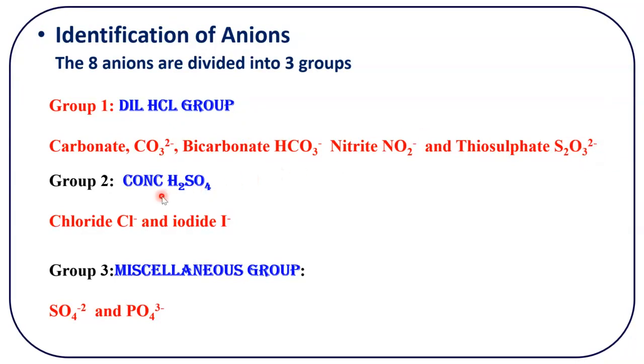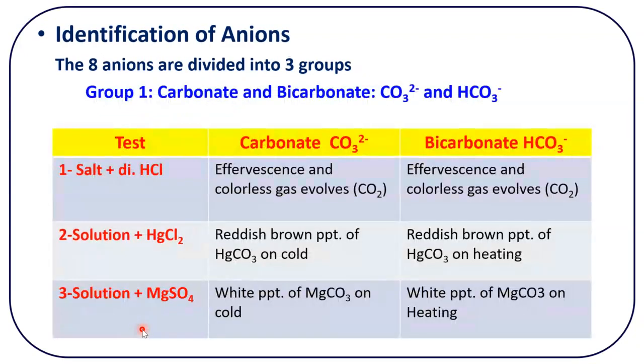The second group is the concentrated sulfuric acid group. This is the group reagent, and we're going to discuss just 2, chloride and iodide. The third group is the miscellaneous group. It has no group reagent. There is no group reagent for that group, and we're going to discuss 2 anions, sulfate and phosphate. Good. Now let us start with the first group, which contains carbonate, bicarbonate, nitrite, thiosulphate.